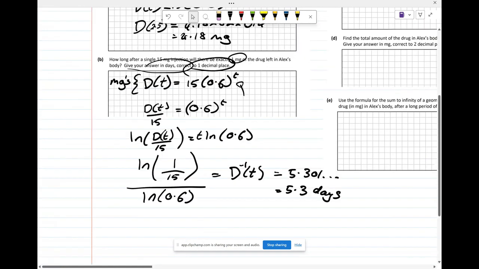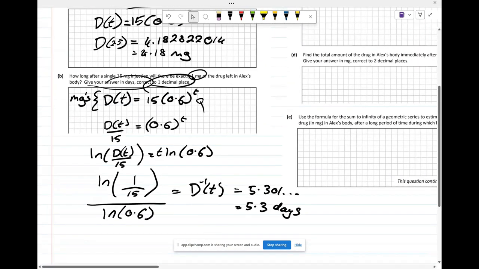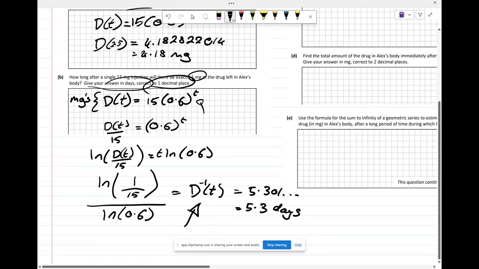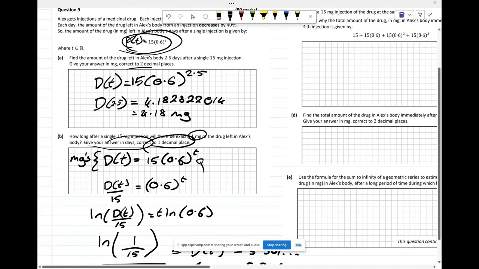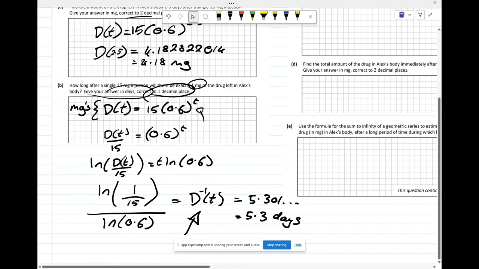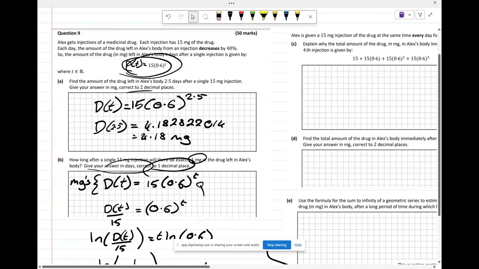Perfect. So this here is the inverse function of our function up here. It does just the exact opposite of it. And so, yeah, perfect. Okay.